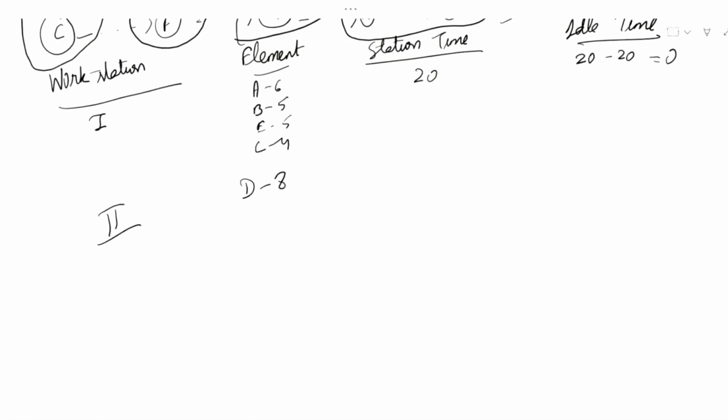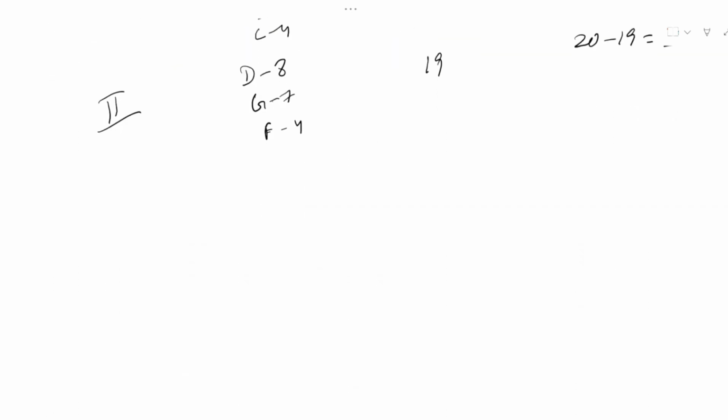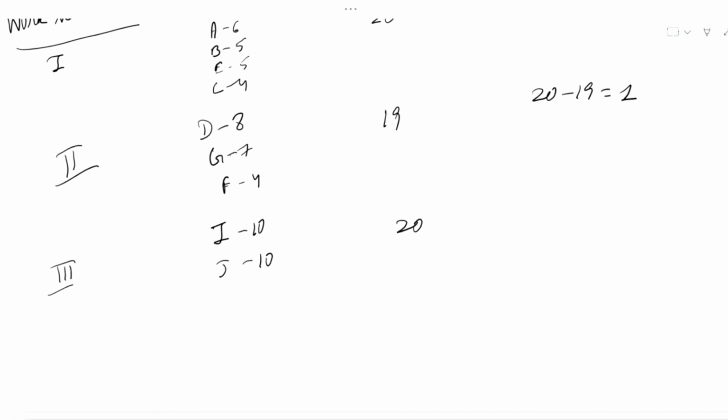For the next workstation we have elements D, 8, G, 7, F, 4. Station time is 19. This is 20 minus 19 is equal to 1. For the next workstation we have elements I, 10, J, 10. Station time is 20. Idle time is 20 minus 20 is equal to 0.